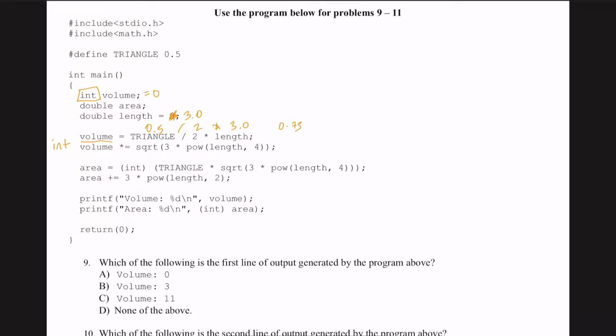Moving on to the next line, whenever I have this compound assignment, I like to rewrite it as volume equals the current value times square root of 3 times power length to the 4th. Well, we have 0 times some factor. We know the answer is also going to be 0. So therefore, our final value for volume is 0, and our answer is A.